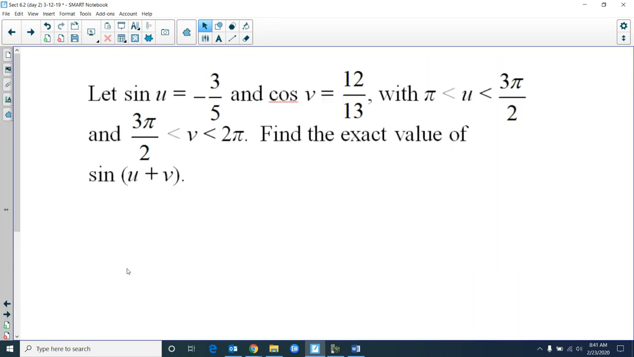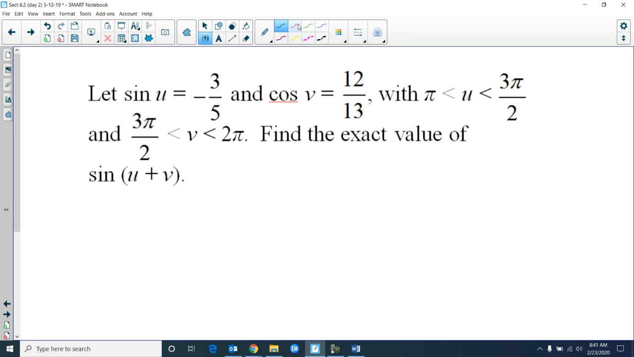All right, as you take a look at this, go ahead and get this down. No guided notes today. This is on your own. Pause this as needed. It says, let sine of u equal negative 3/5. Cosine of v equals 12 over 13. Pi is less than u is less than 3 pi over 2.